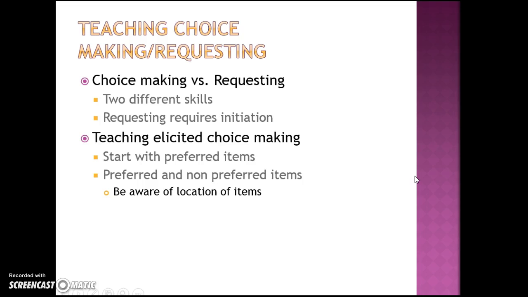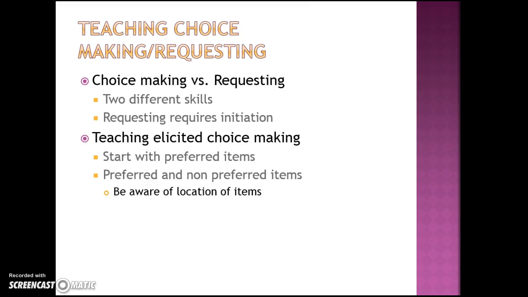Choice making is when 2 items or 3 items or 4 or 10 or however many are presented to the individual and somebody says, which one do you want? Make a choice. Requesting actually requires initiation. So requesting is when the AAC user says, excuse me, can I please have a, or whatever their language and vocabulary is going to be. So requesting is a much harder skill because that initiation piece initially takes a lot of work to teach. So just be aware of that.